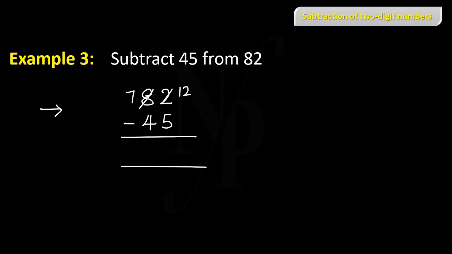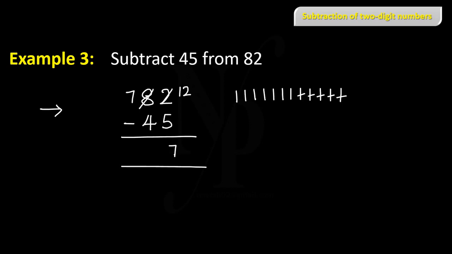Now I will draw 12 standing lines. 1, 2, 3, 4, 5, 6, 7, 8, 9, 10, 11, 12. And we should subtract 5 from 12. I will strike out 5 lines here. 1, 2, 3, 4, 5. Now how many lines are remaining here? Let us count. 1, 2, 3, 4, 5, 6, 7. So we get 7 on subtracting 5 from 12. 7.